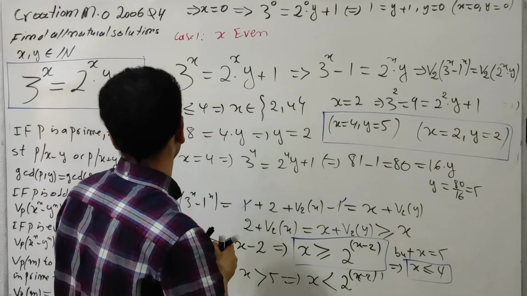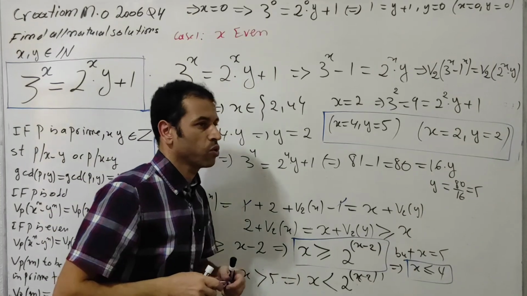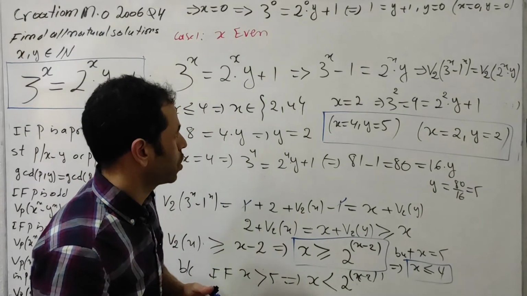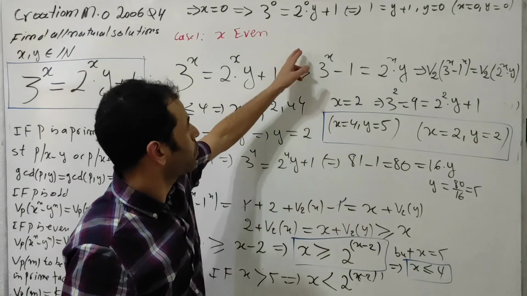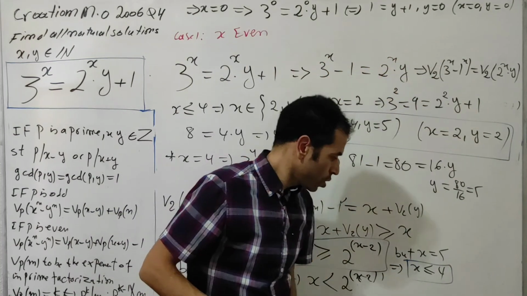Okay, now when x is even, I have two solutions. When x is odd, I found only one solution, x equals 1 and y equals 1, and we have the obvious case, 0 and 0. So I have done this problem.